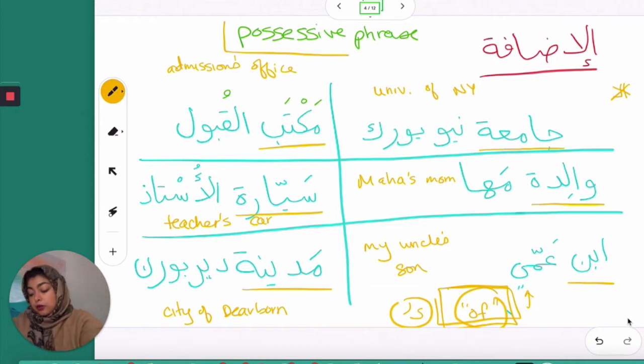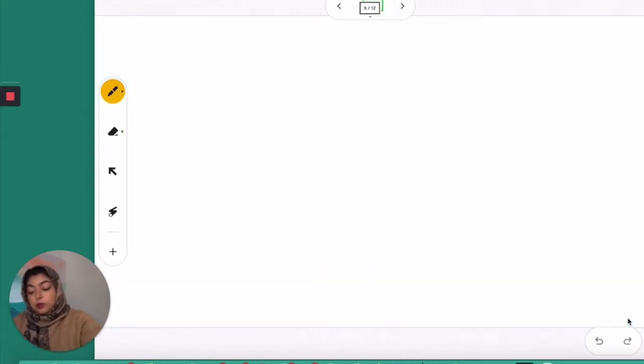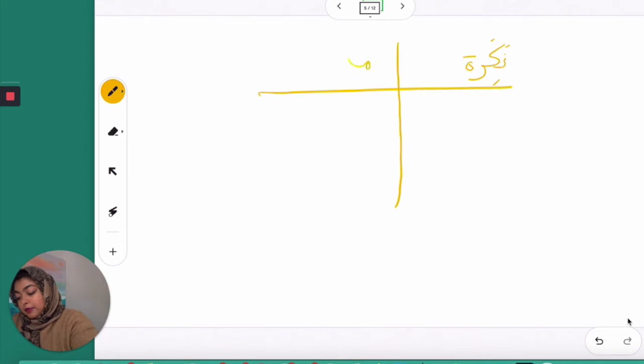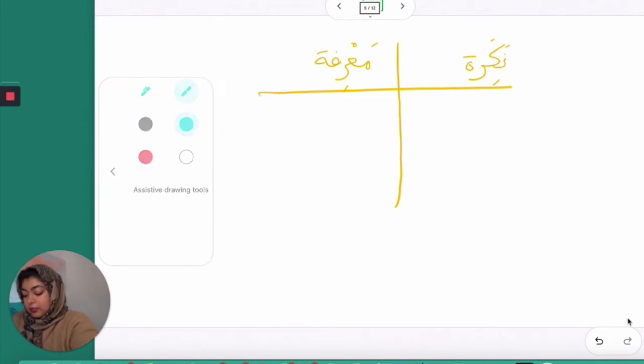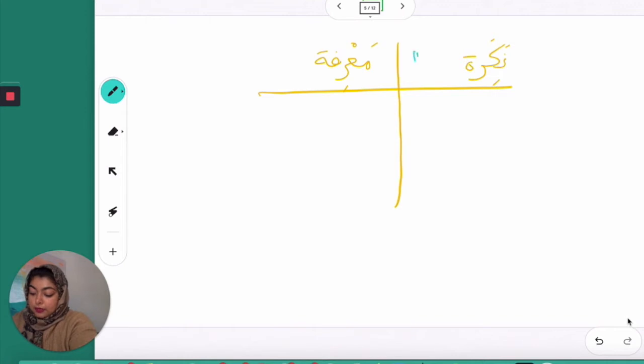That is what we call, in terms of types of words, the difference between nakira and ma'rifa. Nakira means indefinite. And ma'rifa means definite. It comes from the word to know, something that's known. Okay.